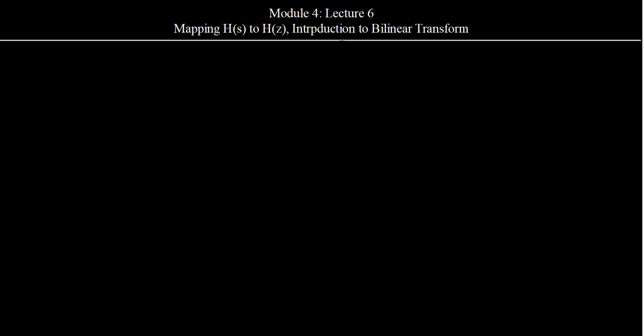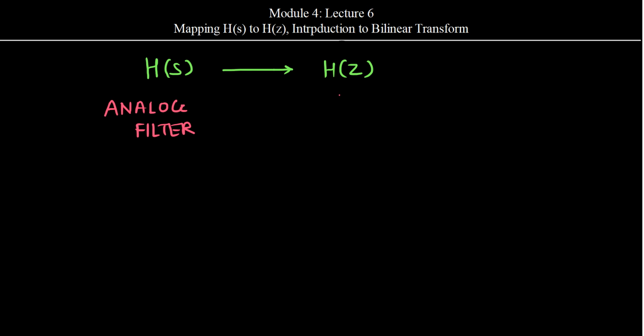So basically we are looking at the transformation of H of s to H of z. That is, the main aim is to have a conversion from an analog filter to its equivalent digital IIR, that is infinite impulse response filter.